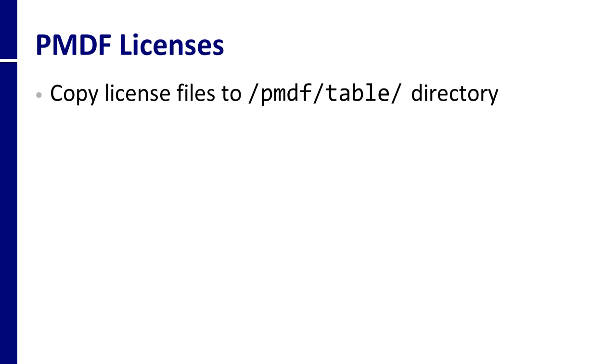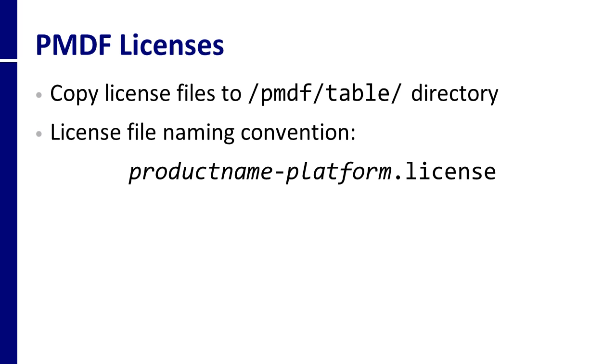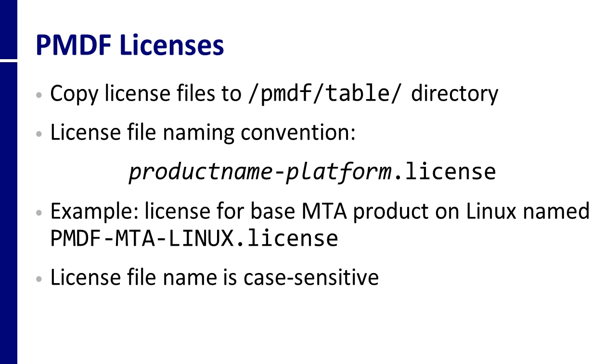On Linux, you just need to copy your license files into the PMDF table directory. Each license file is named following the pattern of product name-platform.license. For example, the license file for the base MTA would be PMDF MTA Linux.license. Note that the product name needs to be capitalized and the license suffix needs to be lowercase.